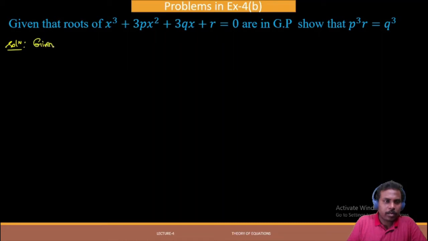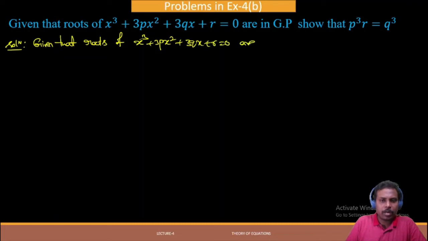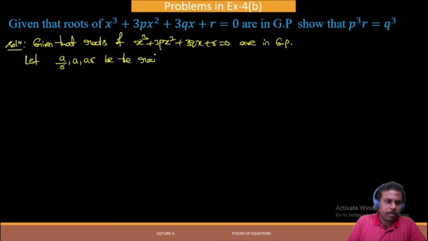It is given that roots of the equation x cube plus 3p x square plus 3qx plus r is equal to 0 are in geometric progression. We know how to take the roots. Let the roots be a by r, a, ar, the roots of the equation.